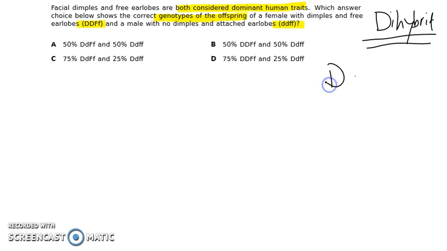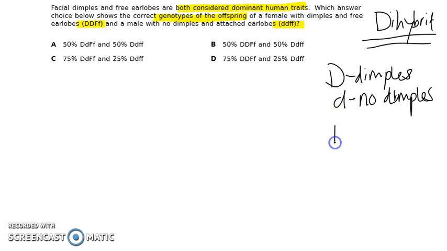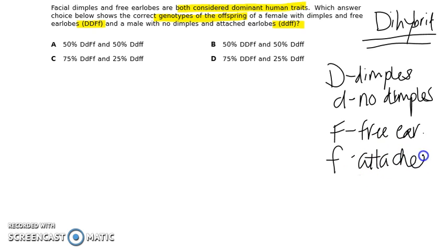Dimples are dominant. No dimples, recessive. And then free earlobes, dominant. And the lowercase f is going to be attached. Okay, so we already have the genotypes of the parents, so let's go ahead and write them out.